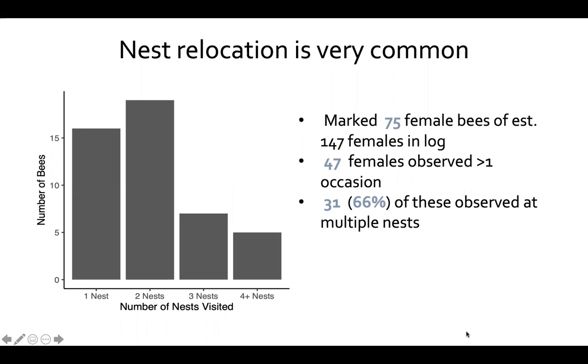Many of these were observed at 2 different nests, but some occupied as many as 4 or 5 nests between mid-March and early May. And it's important to note that this data represents only a snapshot of the activity of these bees, totaling about 30 hours of observation during times of peak foraging activity spread across several weeks in the spring. Because of this, we expect that this is a conservative estimate of nest switching behavior.